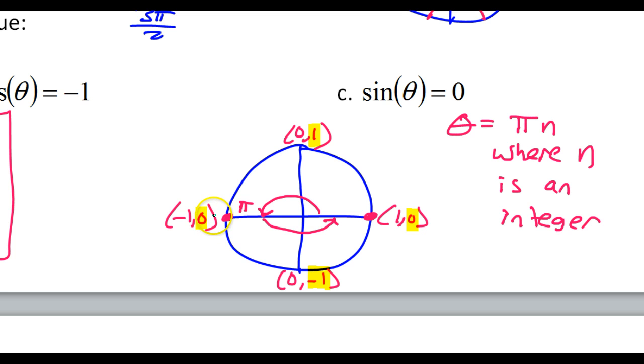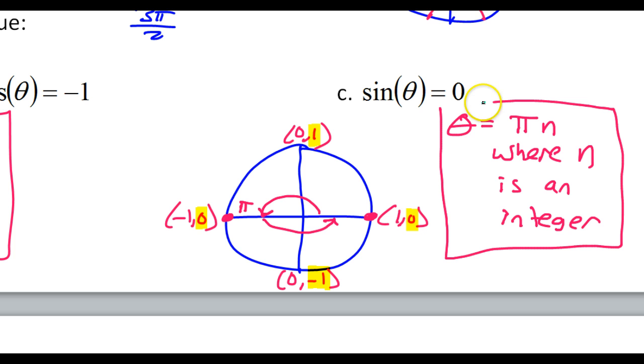And integers can be negative, so we could go negative. So if n was negative 1, that would be negative pi. That would be here, and that would still be 0. Okay, so that is how you could do it.